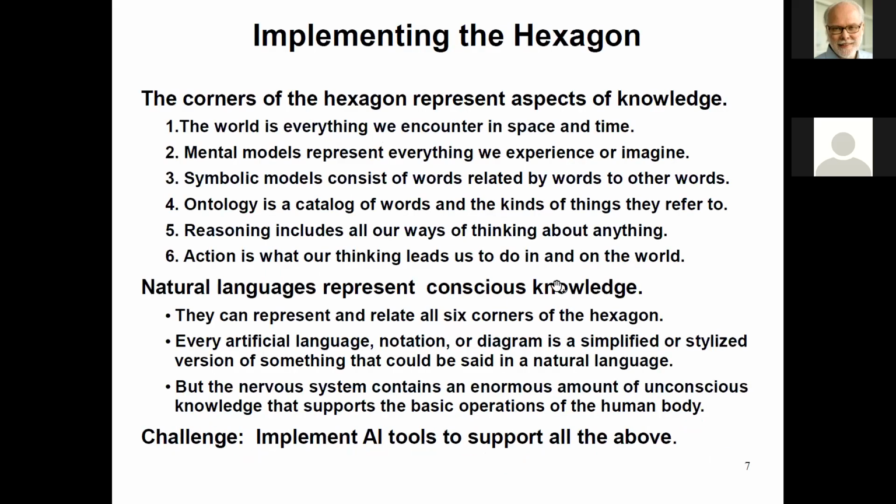And so the point is, the corners of the hexagon represent aspects of knowledge, and natural languages represent conscious knowledge. But in addition, we have a huge amount of unconscious knowledge about the way our body works and the way our body connects to all the tools that we're using when we're driving a car. The car is in effect an extension of our body, and we feel the way our extended body is moving as we drive. And all of that must be represented in some way or another in the tools that we use to reason. And so the challenge at the bottom is to implement AI tools that can support all of the above.